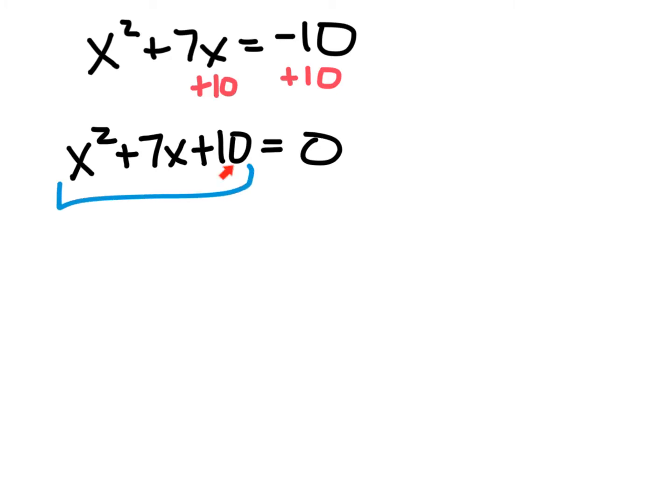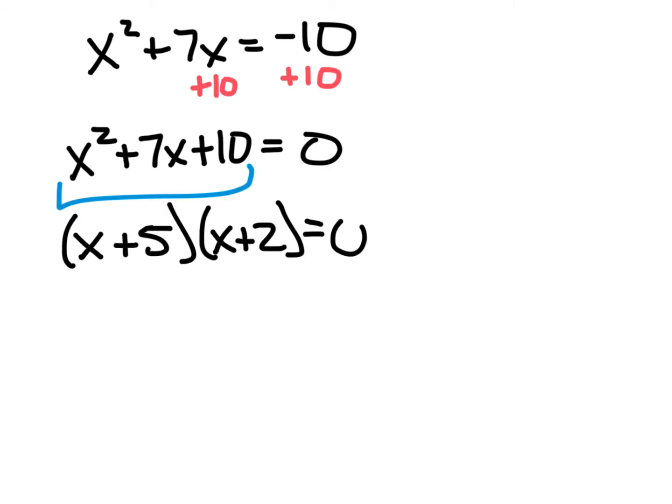What two numbers multiply to 10 and add to 7? Yeah, 5 and 2. I just had a Dora moment with you guys. X plus 5 times x plus 2 equals 0. And let's check ourselves real quick. 5 times 2 equals 10. 5 plus 2 equals 7.